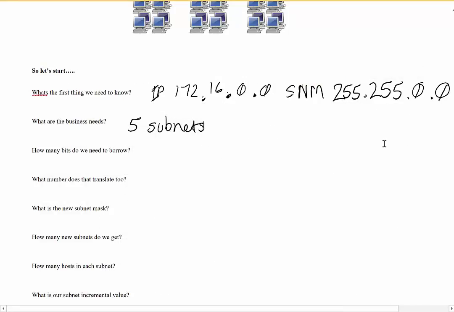All right, now let me take a step back here. My IP address is 172.16.0.0. My subnet mask is 255.255.0.0. So basically it tells me that this first octet is completely full. I can't touch it, I can't use it. This second octet is completely full. I can't touch it, I can't use it. This third octet though, this is where I'm going to be doing all my work. That's where I'm going to slice and dice to create my new subnets.